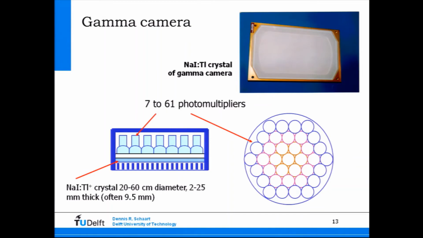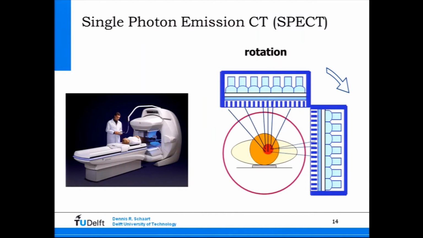Here you see another picture of the same device. You can imagine that if you have a light flash here in the center, only the PMTs at the center will give you a signal, and from the ratio of those signals you can estimate where in the scintillator the gamma photon was absorbed. And so in SPECT, we use one or more of these gamma cameras rotating around the patient to acquire a three-dimensional image.